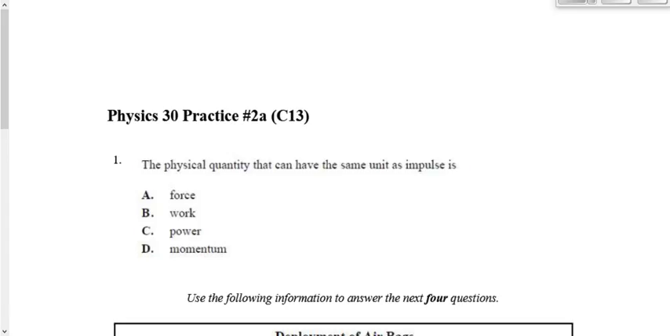The physical quantity that has the same unit as impulse would be momentum, right? Because impulse, sorry, is just the change in momentum. So, of course, they're going to have the same units. The answer would be D.